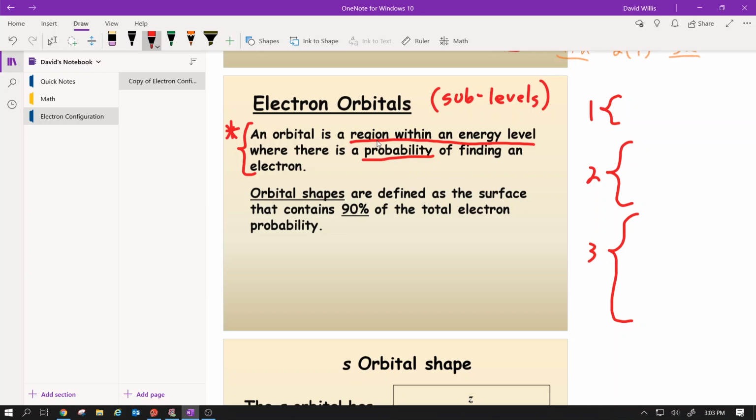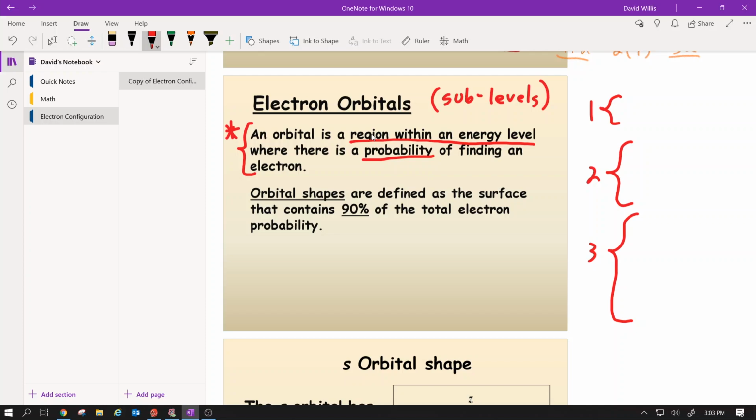Mr. Willis, what do these orbitals look like, and how can I know? You can know by solving Schrodinger's equations. Fortunately, other smarter people than us have done that for us. Okay, so no worries, Madison. All right.